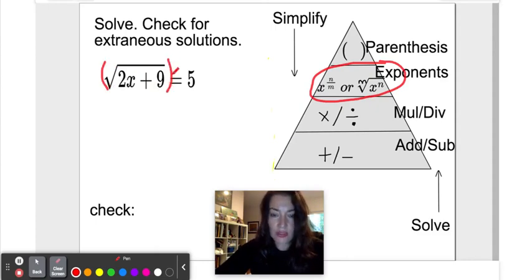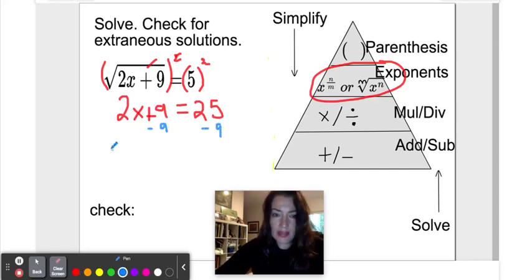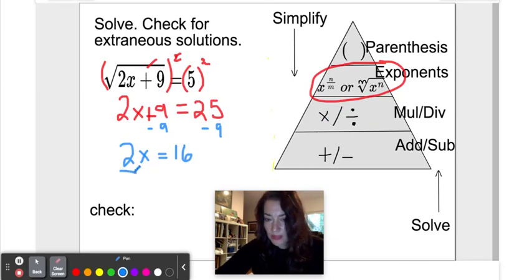If I square the left side to get rid of the square root, I'm also going to square the 5. The radical and the square cancel, and we are left with 2x plus 9 equals 25. From here, we basically have a two-step equation. Subtract 9 from both sides. That brings us to 2x is equal to 16. And then you can see that our next operation would be division, because the opposite of multiplying by 2 would be dividing by 2. So we end up with x equals 8.